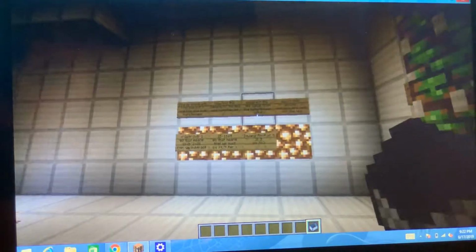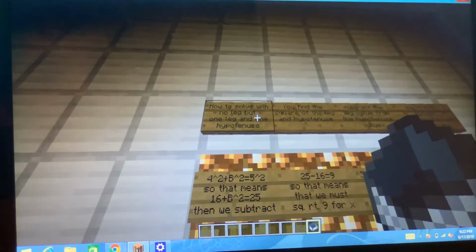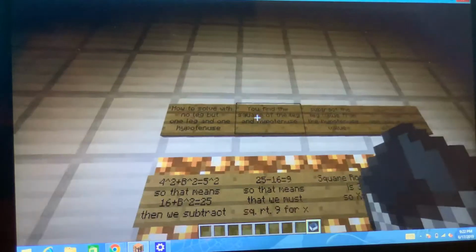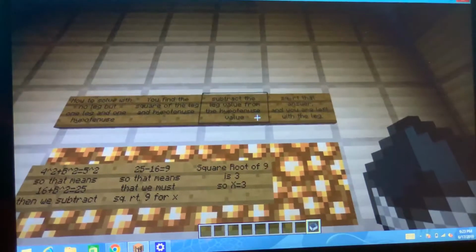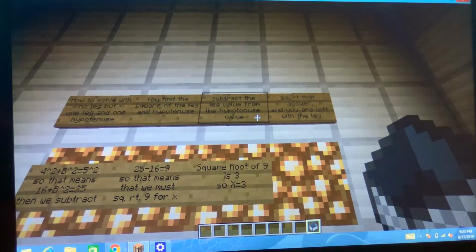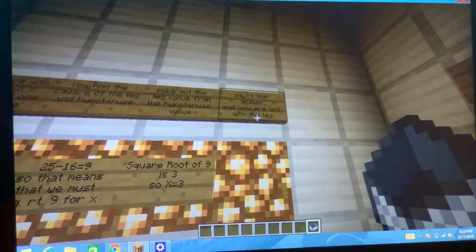of 5. How to solve with one leg and the hypotenuse but no other leg: you find the square of the leg and the hypotenuse, subtract the leg value from the hypotenuse value once those have been determined, square root that answer, and you're left with the other leg.